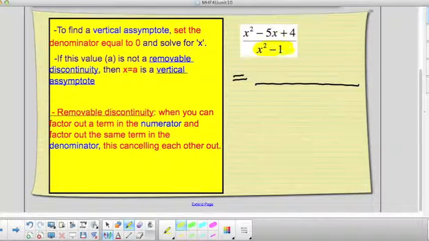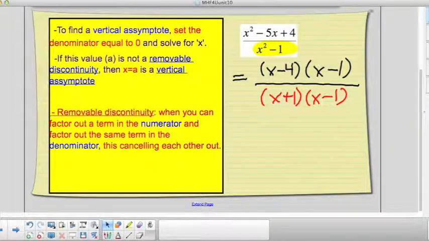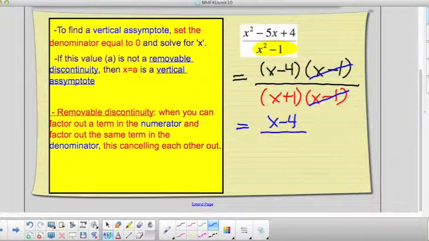And you will notice that the denominator always corresponds to the vertical asymptote. So if I factor that denominator, I will have x plus 1, x minus 1. And my numerator is going to be x minus 4, x minus 1. So you will notice that there are going to be vertical asymptotes. First, when I cancel out my x minus 1 and my x minus 1, I'm left with x minus 4 over x plus 1. That's my final function.